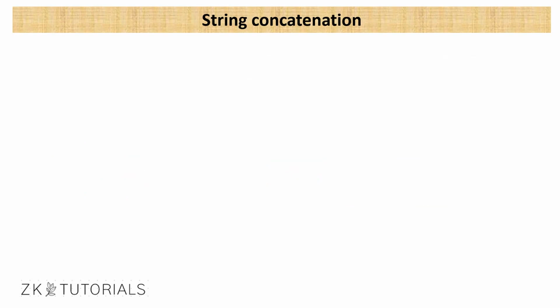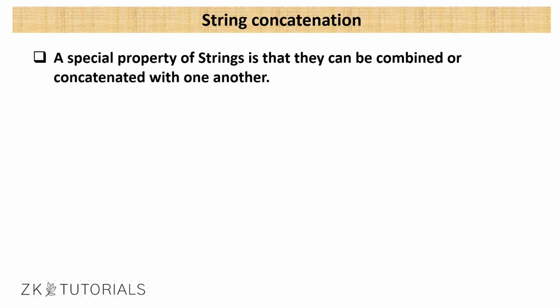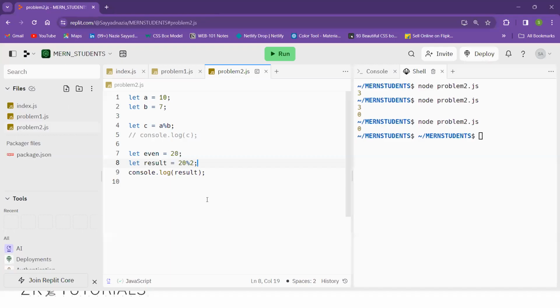Okay. After that, we have string concatenation. So what is it? A special property of strings. First of all, let me tell you what strings are. Strings are basically, we are taking a variable.